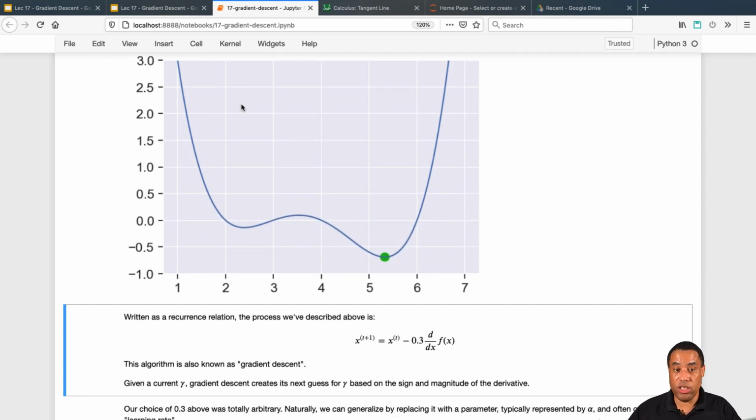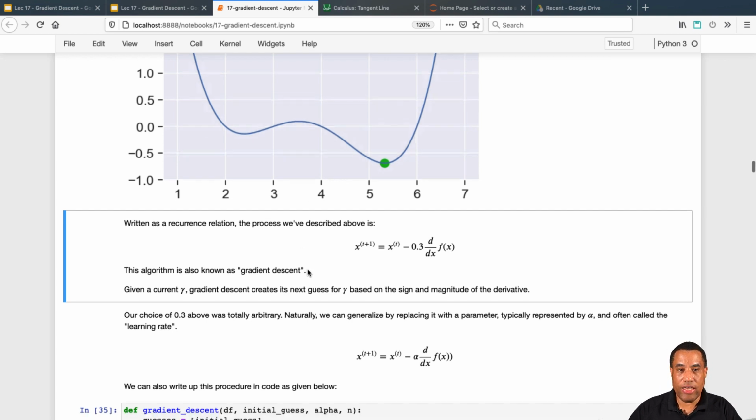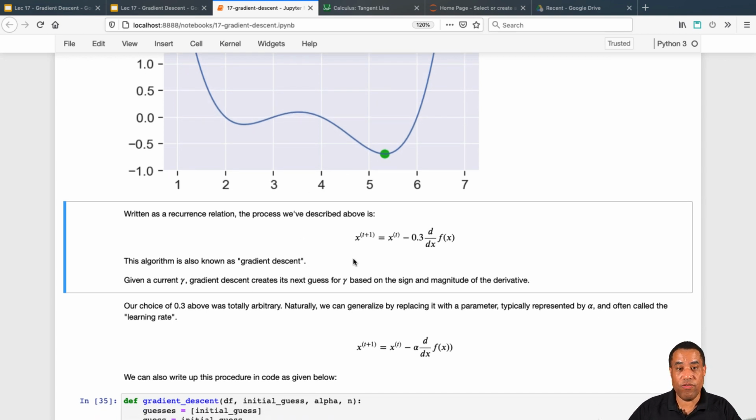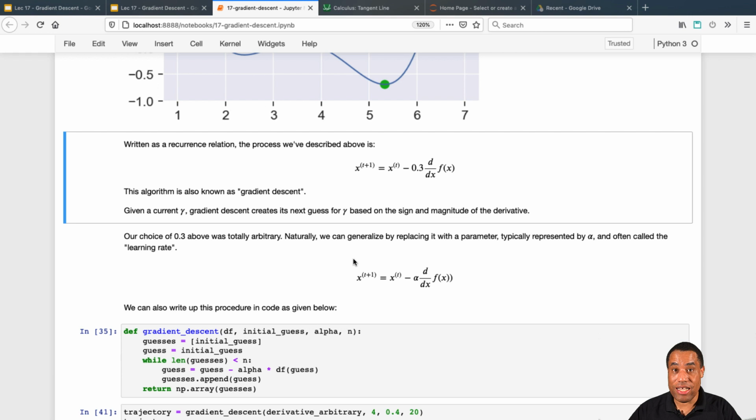So this is basically a recurrence, and we can write this as a recurrence relation. The process we've described above is that our next value is going to be equal to our current value minus 0.3 times the derivative of our function that we're trying to minimize. This is the algorithm known as gradient descent. Our next guess is going to be based on the sign and the magnitude of the derivative. Now, where did I pick 0.3 from? I just picked 0.3.